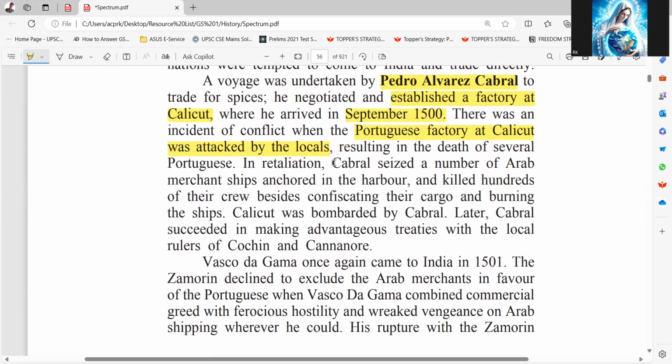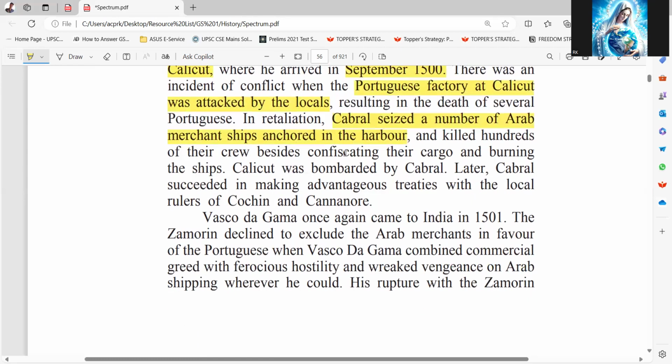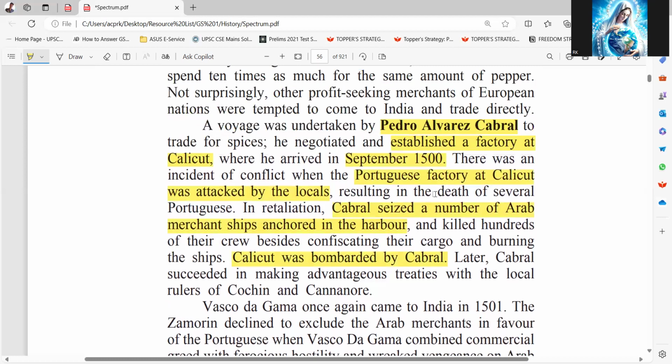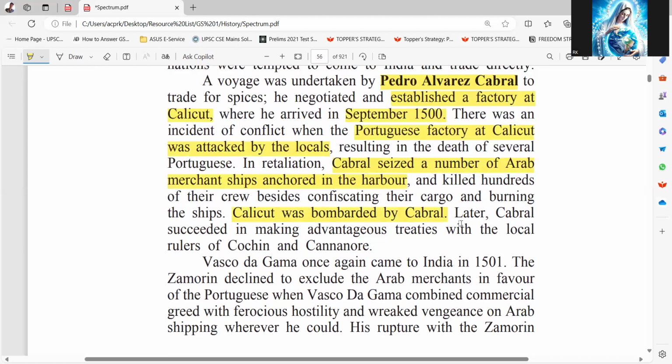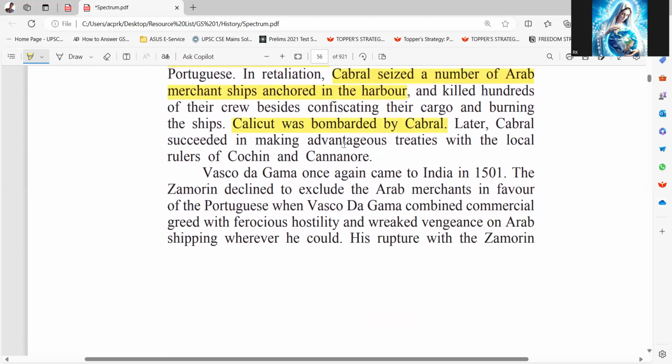In retaliation, Cabral seized a number of Arab merchant ships anchored in the harbor and killed hundreds of their crew, besides confiscating their cargo and burning the ships. Calicut was bombarded by Cabral. Cabral's full name is Pedro Alvarez Cabral. Later, Cabral succeeded in making advantageous treaties with the local rulers of Cochin and Kannur.